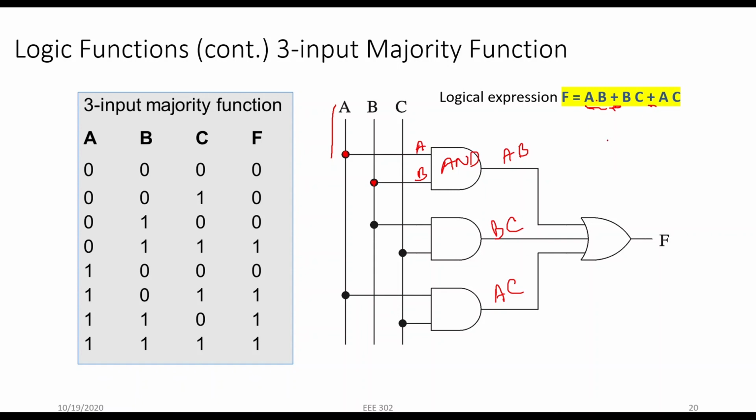That means it's an OR combination. So we have to put these three outputs in an OR configuration. That's why we are taking a 3 input OR gate, and this is the output function. So here we are getting AB plus BC plus AC. So like this, from a logical expression you can derive a graphical representation.